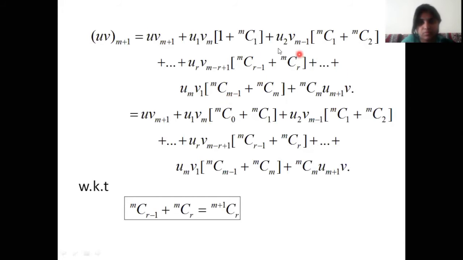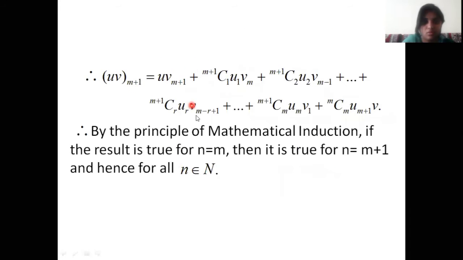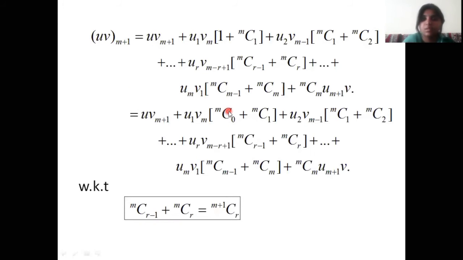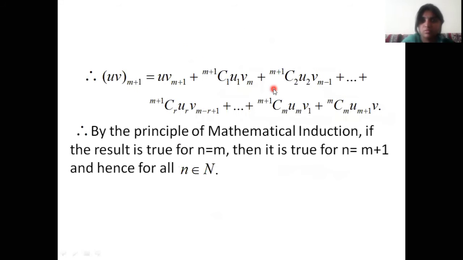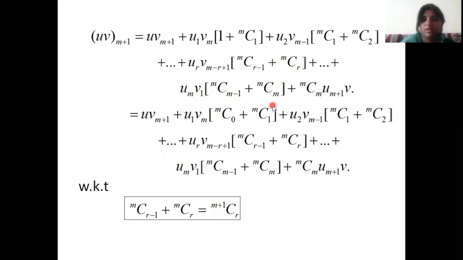This will become m plus 1Cr using this. See, mC(r minus 1) plus mCr is equal to m plus 1Cr into ur v(m minus r plus 1), plus etc. Here if you use that, you will have m plus 1Cm. So that is what I have written here, and the term left out here with this is um v1.